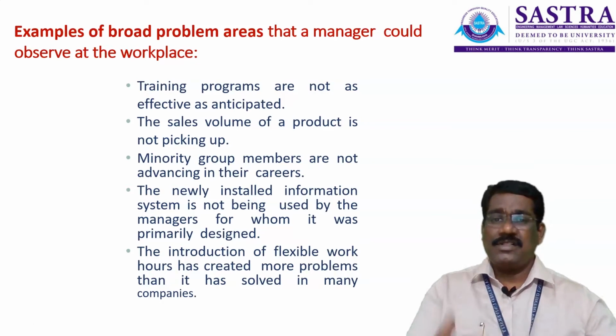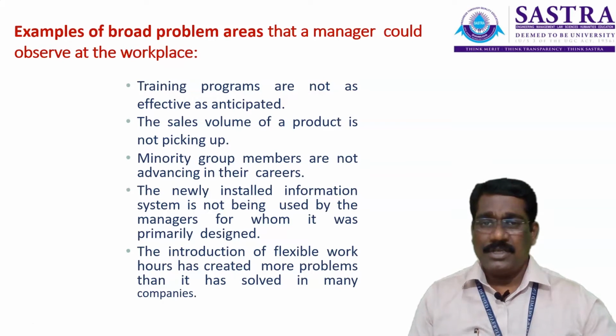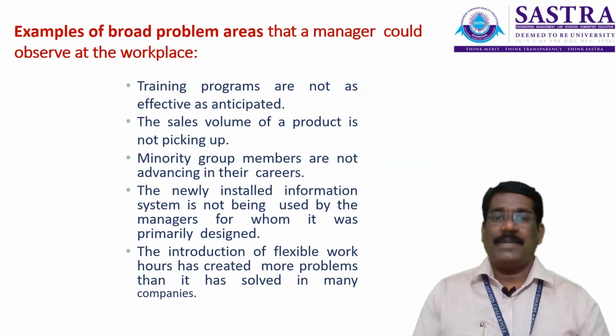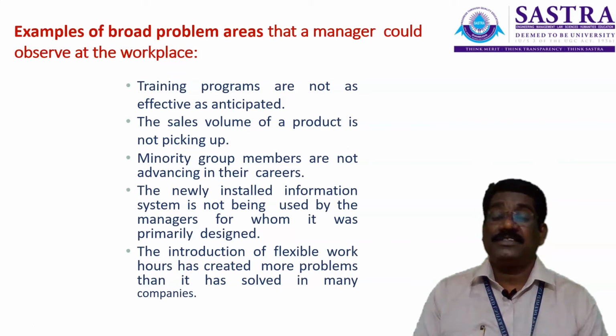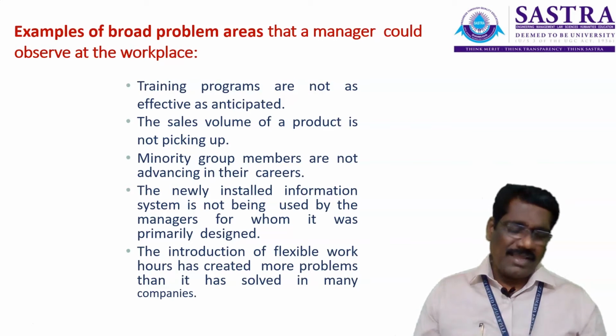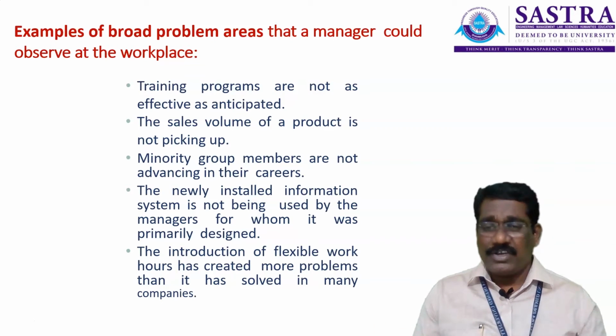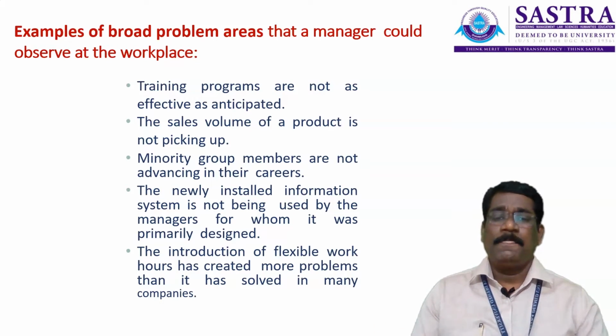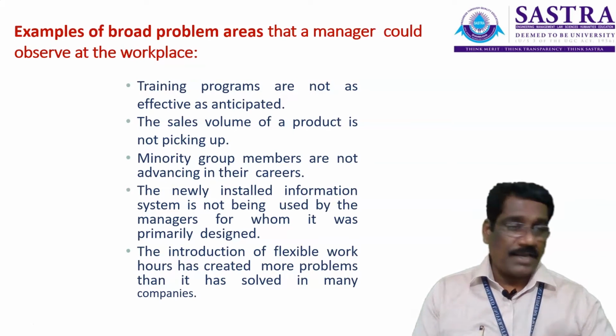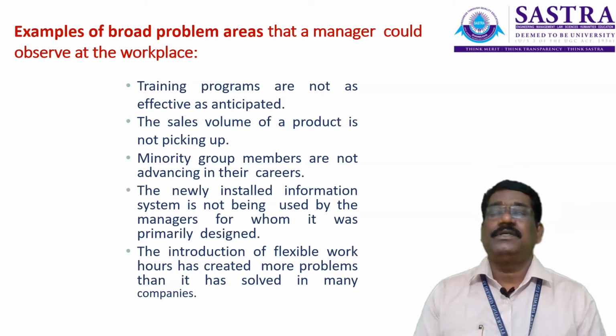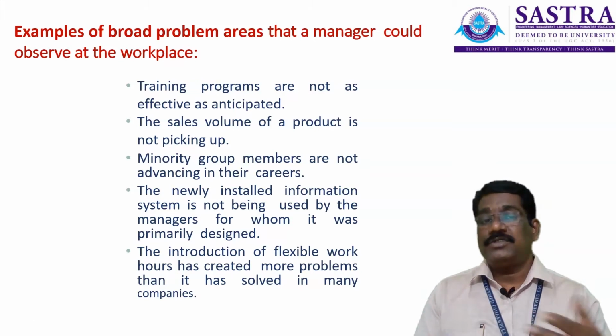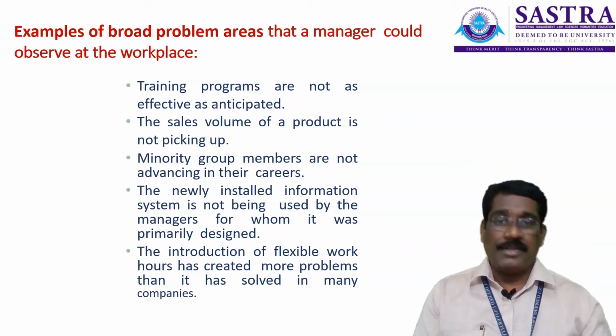Okay, so these are the examples I would like to quote in this session, so that you get a better clarity about what the possible problem areas in an organization are. Each function of an organization has many problems. We mentioned sales is not picking up, which pertains to the marketing department. And when employees are not motivated, that pertains to the human resource department.